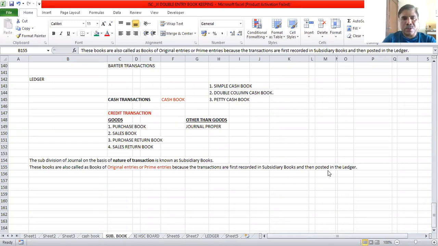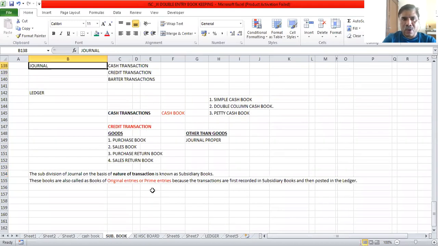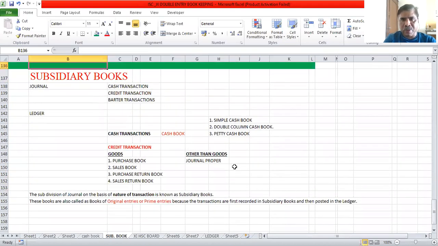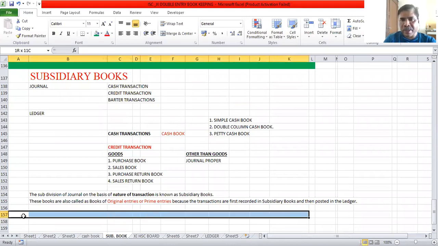So in that case, the first part we will study order-wise. In the subsidiary book, the first order is the cash transaction. The first part we are going to study under this topic is the simple cash book. Are you clear? Yes, sir. Record this much, and then I will go to the start of the simple cash book.